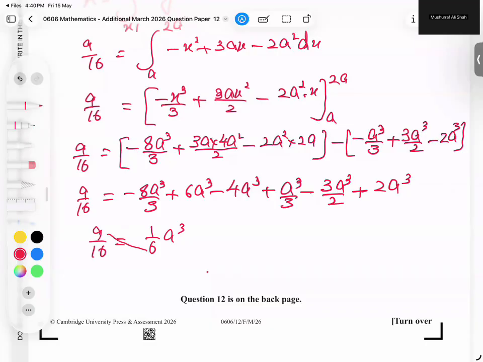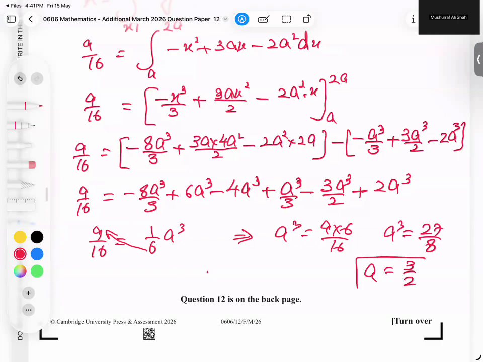So 6 multiplies up, I'm getting a cube. So 9 into 6/16, so 54. I think we can simplify. And I'm getting 27/8. Cube root, so a is 3/2. So Alhamdulillah Rabbil Alameen. I hope the point is very clear.